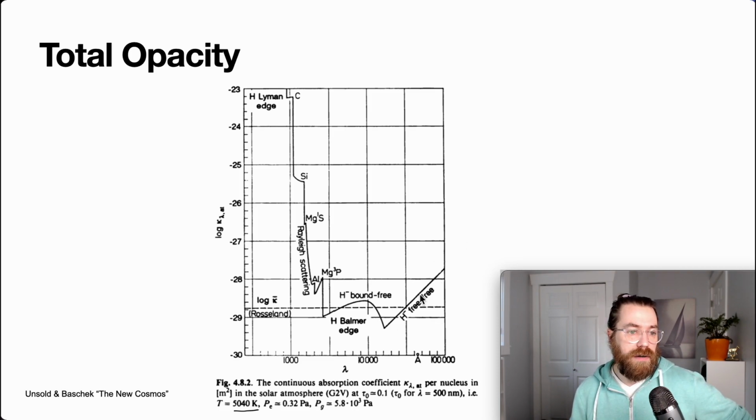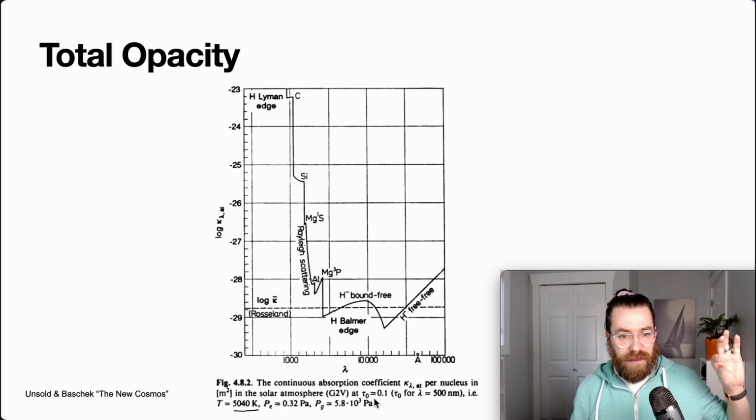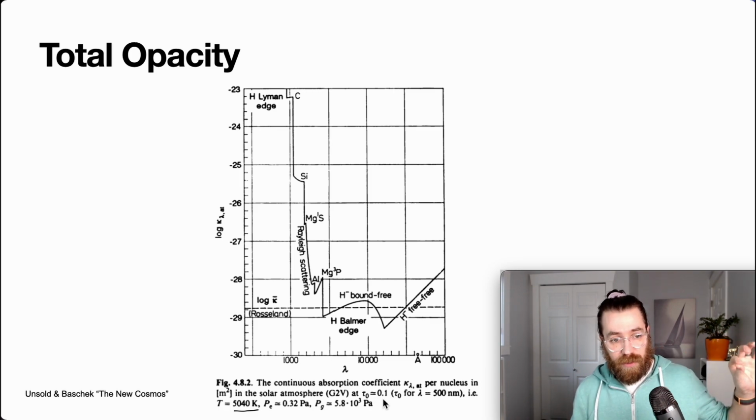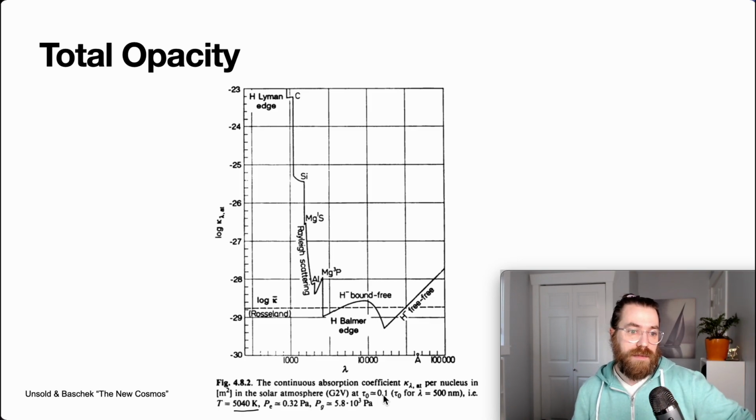And these are the various, I love this because it shows the various forms of opacity that are dominant at various wavelengths, at tau of 0.1, so right near the surface, right at the sort of upper envelope, so tau optical depth of 0.1. So this is right at the surface where only 10% of the light is blocked, something like that.